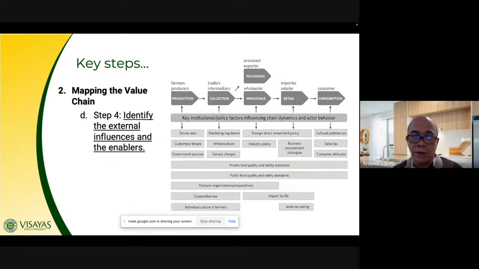For example, in processing, when we talk about processing, the obvious enablers there could be either DTI, or you have Department of Science and Technology. It cannot be Department of Agriculture, because Department of Agriculture is primary commodity. Okay, primary. Wala pang processing imo. Involved na nga ni kag processing DTI or DOST na or other responsible entities.